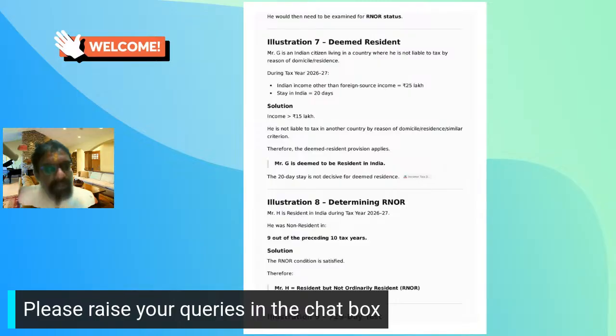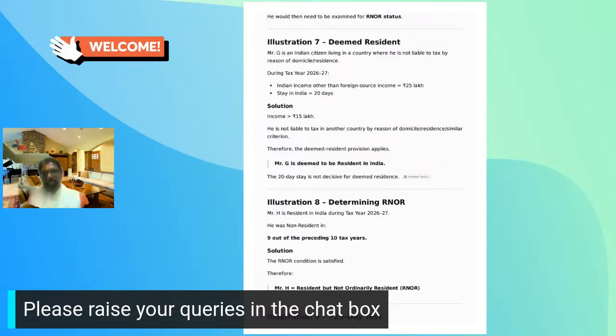Now, illustration 7, deemed resident. Mr. G is an Indian citizen living in a country where he is not liable to tax by reason of domicile or residence. In India, he has got an income of 25 lakhs. He has stayed in India only for 20 days, not 120 days. And he is also not taxable in the other country. He is not a resident or not subject to taxation there.